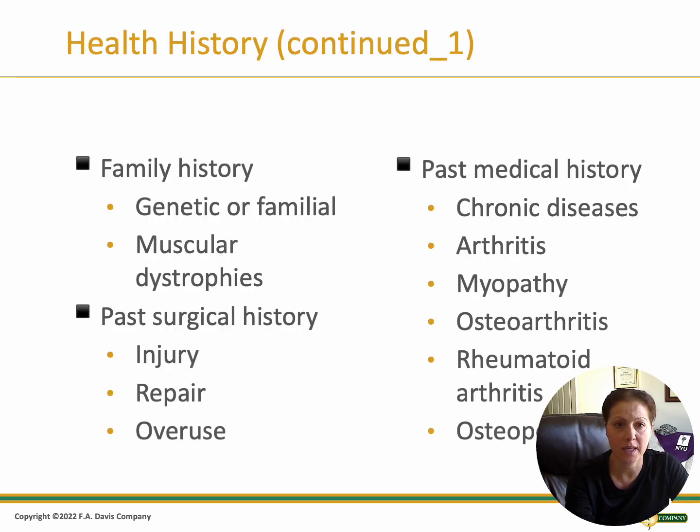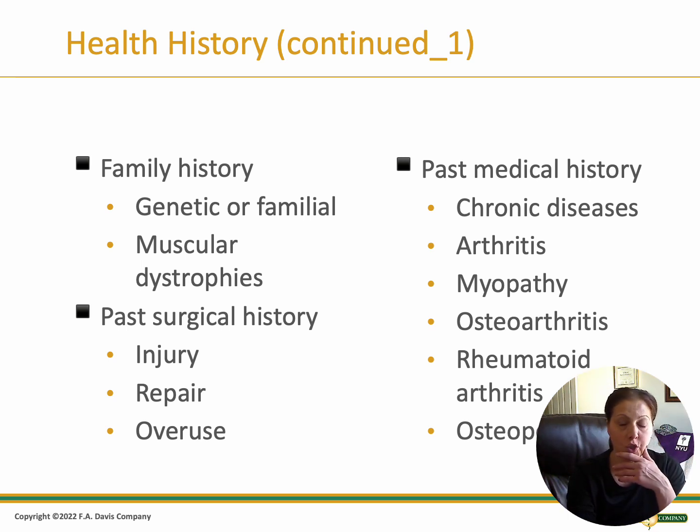So you also want to collect a family history and determine if there are any genetic or familial issues. Patients who come in with a family history of osteoporosis are also at a higher risk for osteoporosis. Have they ever had any past surgical history? Have they ever injured the same joint, same body part? Where has that been repaired? Have they gone to physical therapy?